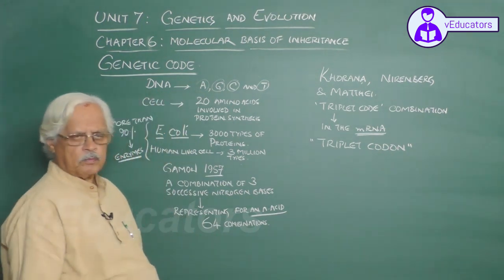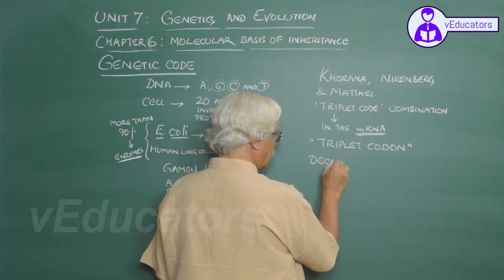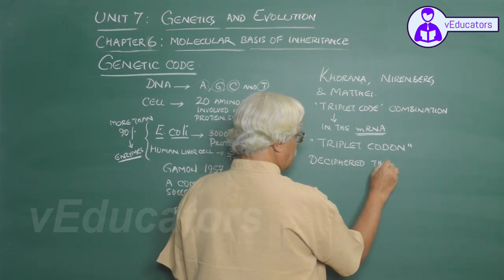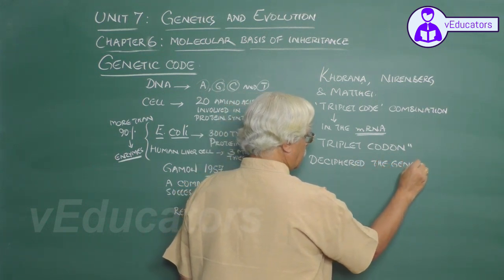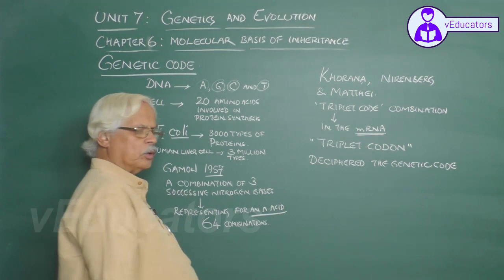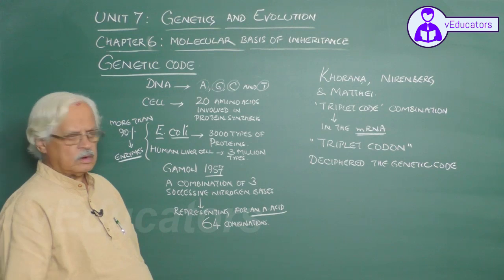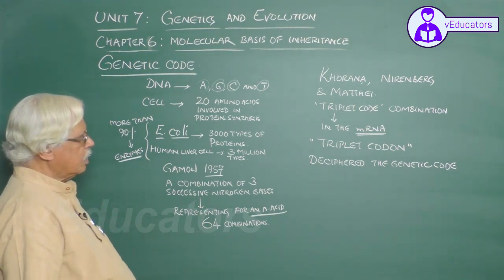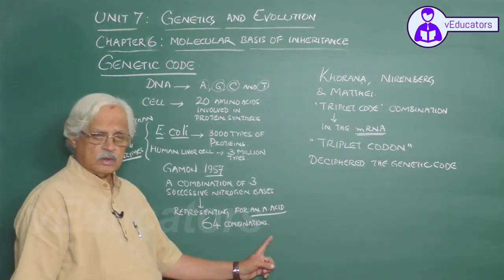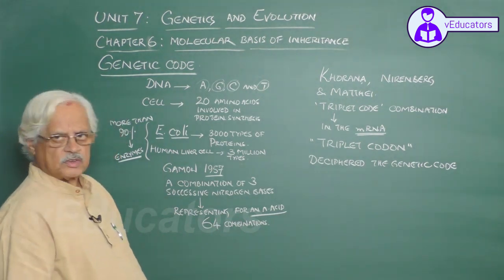So they were able to decipher the genetic code. This team of three scientists deciphered the genetic code, which helped in understanding the entire mechanism of protein synthesis and the way by which gene expression takes place. We shall see what are these 64 combinations and what are the amino acids coded by these 64 combinations.